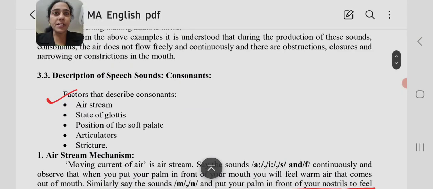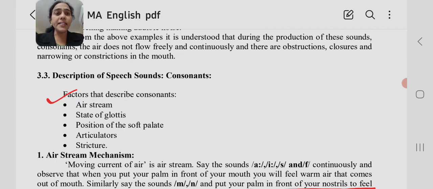Now, consonants, how are they described then? We have seen how the airstream decides whether a sound is a vowel or a consonant. Now, these are the description factors of the consonants. Say with me: airstream, state of glottis, the position of soft palate, the articulators, and the stricture. It's not structure. Observe carefully, it's stricture. Yes, these are the 5 things which decide that a particular sound belongs to the consonant category.